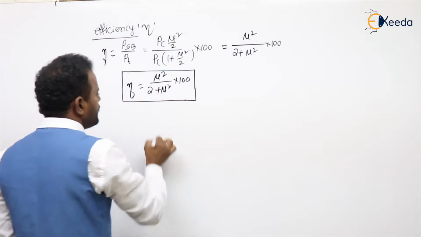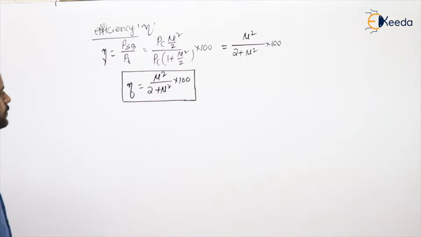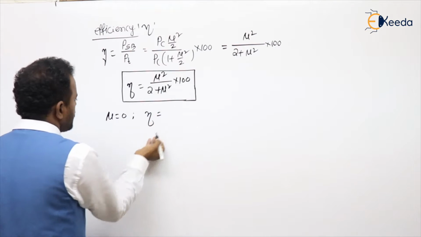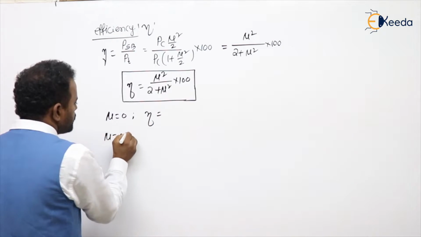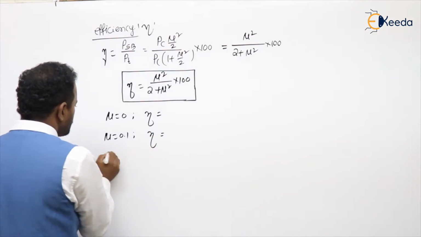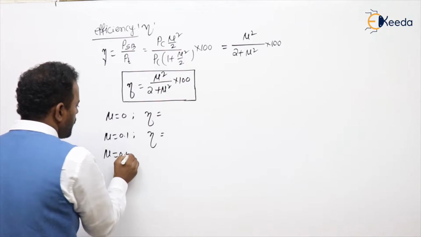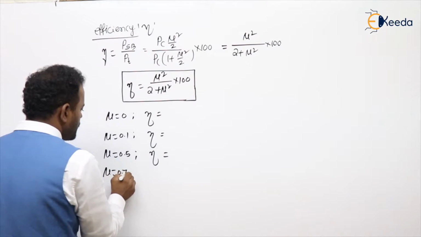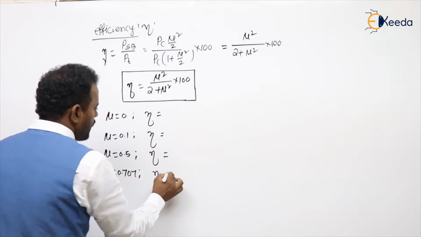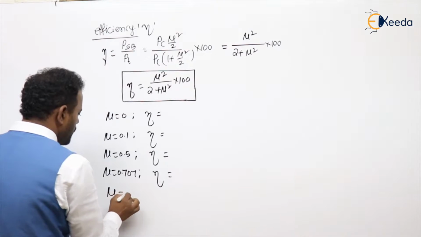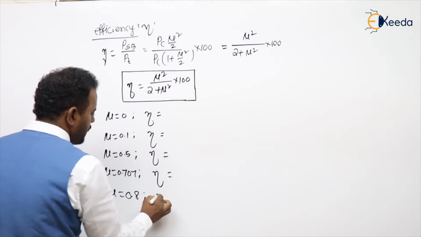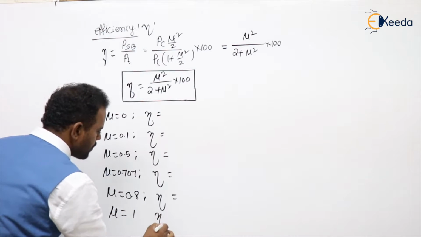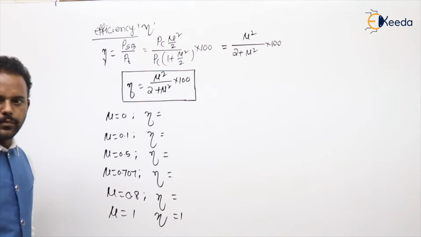Let me calculate the efficiency for different values of mu. For mu equal to 0, what is the efficiency? Try to calculate. Mu equal to 0.1, what is the efficiency? Mu equal to 0.5? Mu equal to 0.707? Mu equal to 0.8? Mu equal to 1, the maximum value, what is the efficiency?